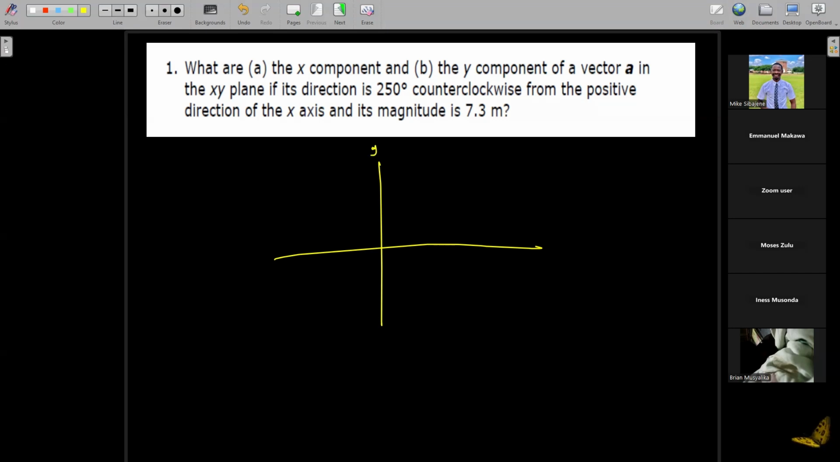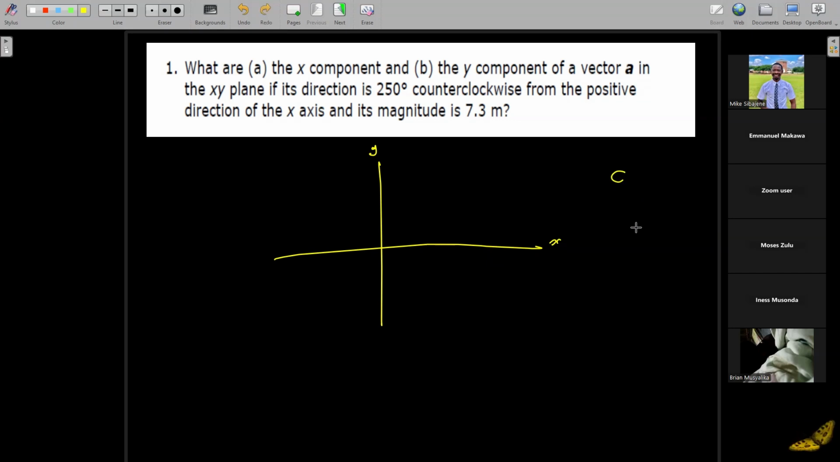So we have the y and the x. Very important. Before you write anything, the question is saying, what are the x and the y components of a vector A in the xy plane? Simple question. This is our xy plane. If its direction is 250 degrees counterclockwise from the positive axis, counterclockwise simply means anti-clockwise.